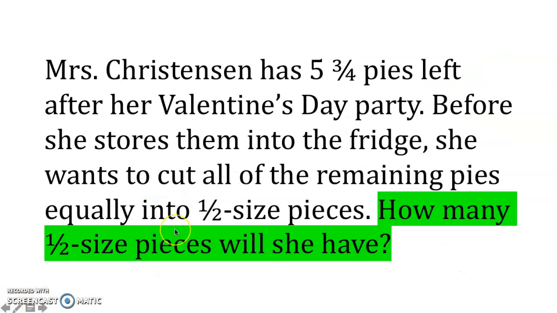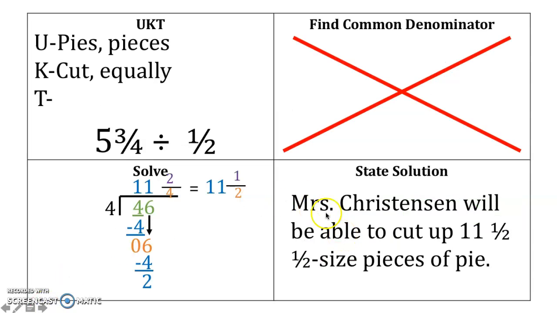Going back to the previous slide, we want to be able to answer what our question is. Now going back, we were talking about Mrs. Christensen, we were talking about pies. It looks to me like we need to answer the question, how many half-size pieces of pies will she have? Using our new simplified fraction as our answer, we know that Mrs. Christensen will be able to cut up 11 1/2 half-size pieces of pie and put them in her fridge for her dessert for later.